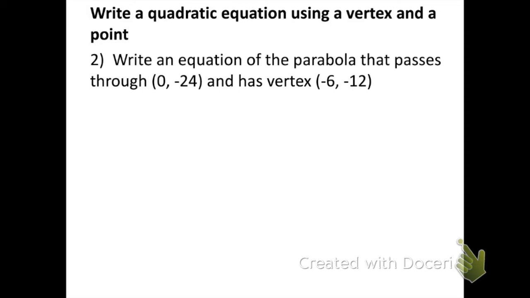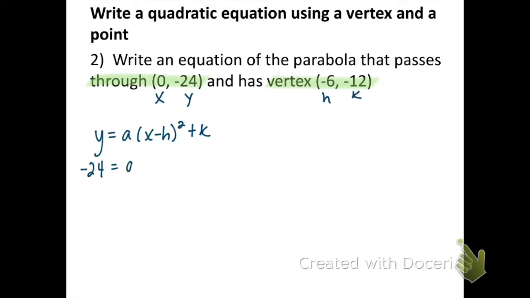Example 2 is also going to be using vertex form. It tells me to write an equation using a vertex and a point. So I'm going to label my point as x, y and my vertex as h, k. Start with writing out the format of our equation and then plugging in our values for x, y, h, and k. Be really careful with this problem. Remember, our equation is x minus h, and since my h is negative 6, x minus negative 6 would be a positive 6.